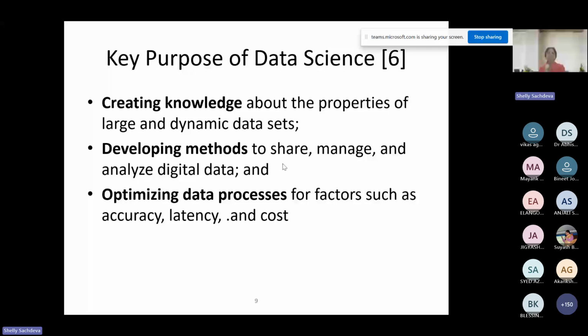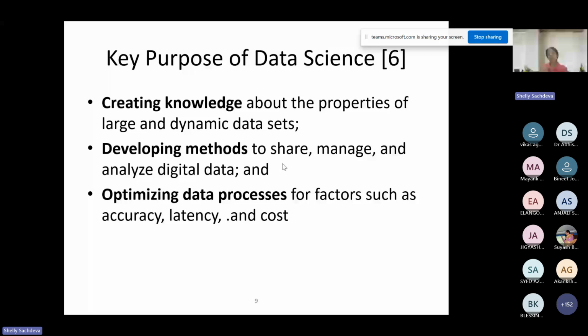Then the next one is developing methods to share, manage, and analyze the digital data. So once we had the particular dynamic and large data set with us, then we develop methods how to share, how to manage, and how to analyze the digital data. And finally, we talk into the data science for optimizing the data processes for factors such as latency, cost, and accuracy. So these are the basic key purposes of the data science.